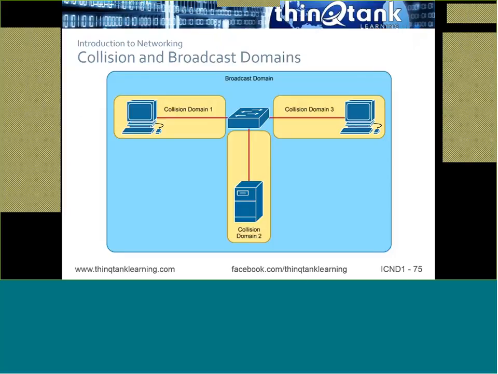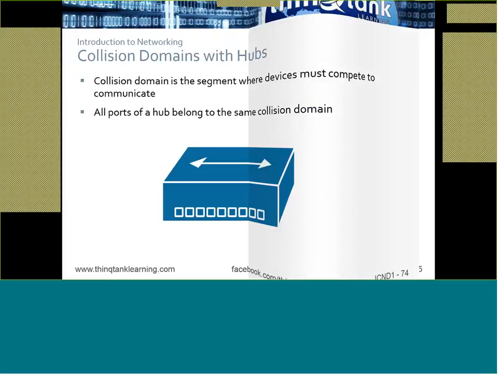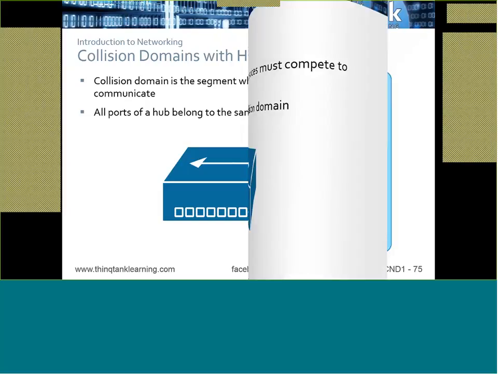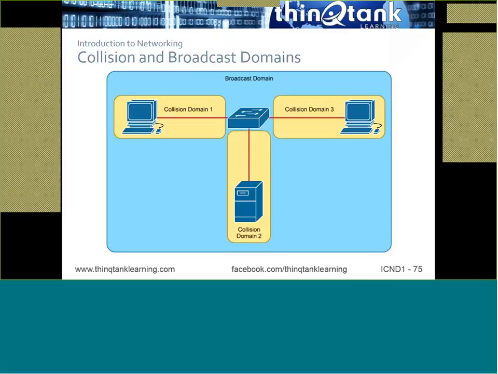Microsegmentation is the concept of replacing hubs with switches. And when you do that, every interface becomes its own collision domain. Here we have one single collision domain. Here we have 3 separate collision domains because we have 3 ports. Still a single broadcast domain. Still a single broadcast domain, but separate collision domains.